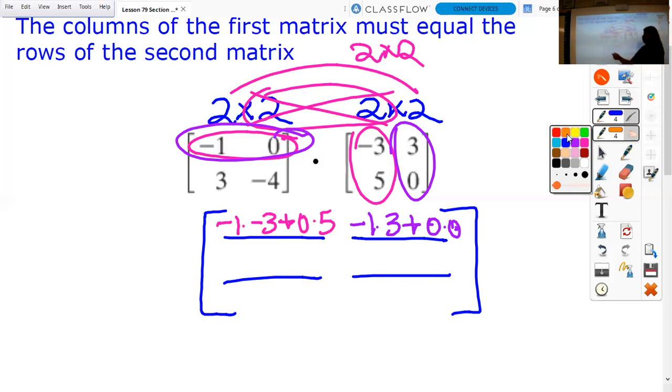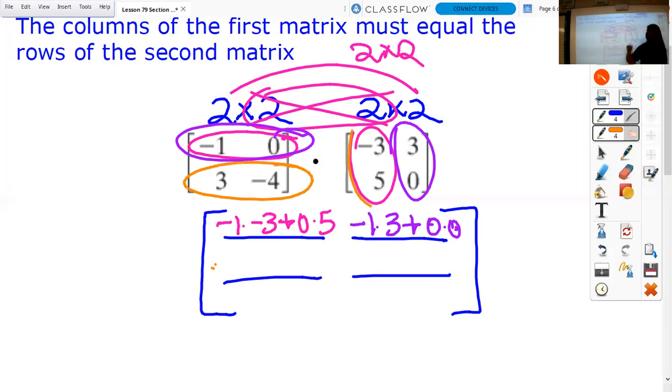All right, we come down here. Down here we are in the second row, first column. So second row, first column. 3 times -3 plus -4 times 5. All right, take 30 seconds and see if you can fill in that bottom entry.